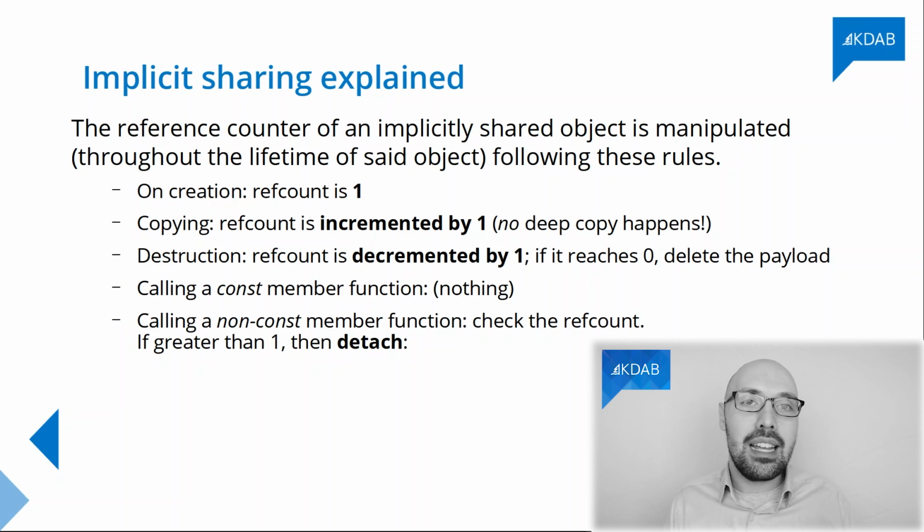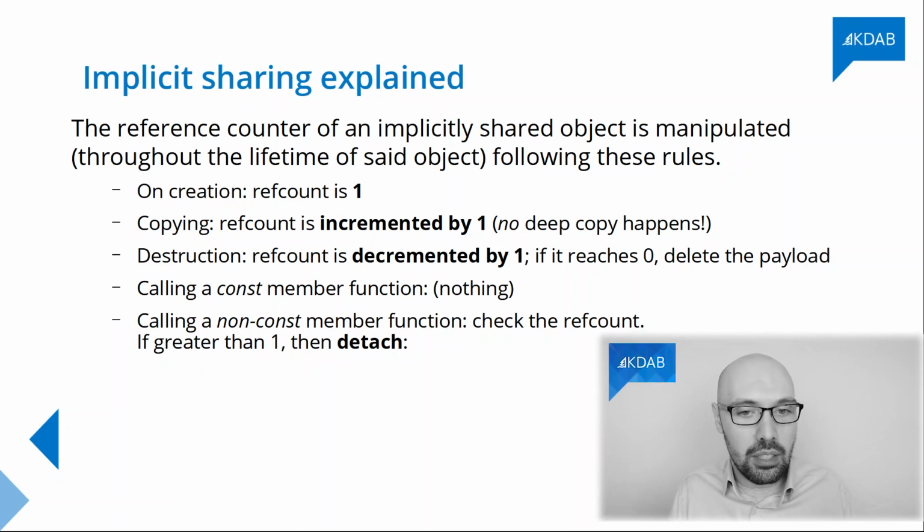If that particular data is being shared, that is, if the reference counter is strictly greater than 1, then you must deep copy the data. That's when the copy on write mechanism happens. That's when the deep copy actually happens. It happens when you have a non-const access and the reference counter is greater than 1.